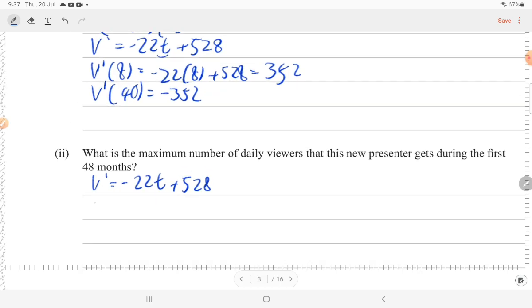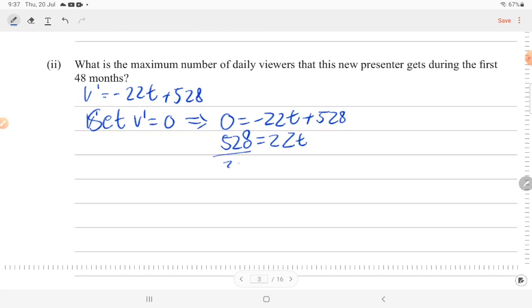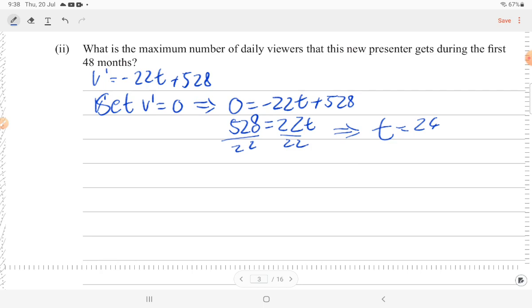So we want to set V dash equal to 0, which is 0 is equal to negative 22t plus 528. So 528 is equal to 22t. We divide both sides by 22, which will give t is equal to 24. But remember, we're not done yet. So when t is equal to 24, we'll have the maximum number of daily viewers.